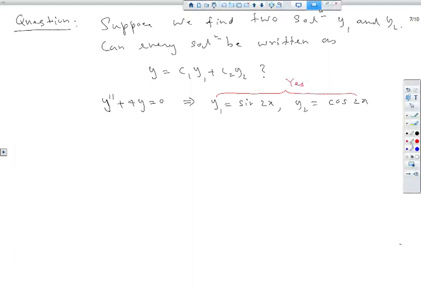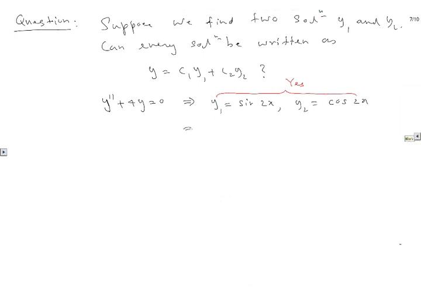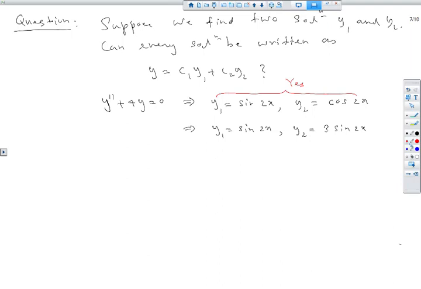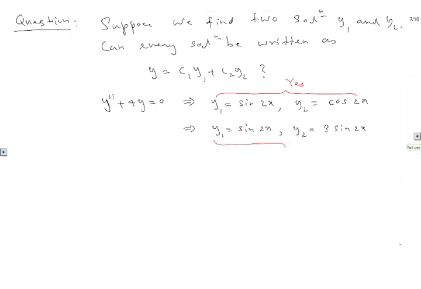Now let's look at another case. Let's see, these are all solutions. Let's say one is y1 equals sine 2x. The other solution is y2 equals 3 sine 2x. So these are two different solutions. But in this case, it's a no. You cannot use these two to write all the solutions. So that means there is something going on here: at one time yes and the other time no.